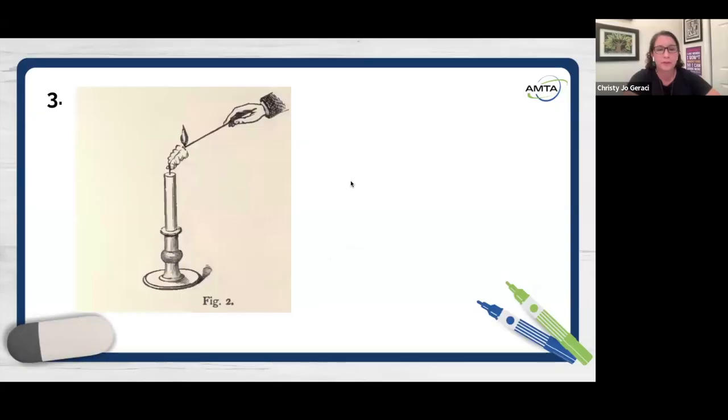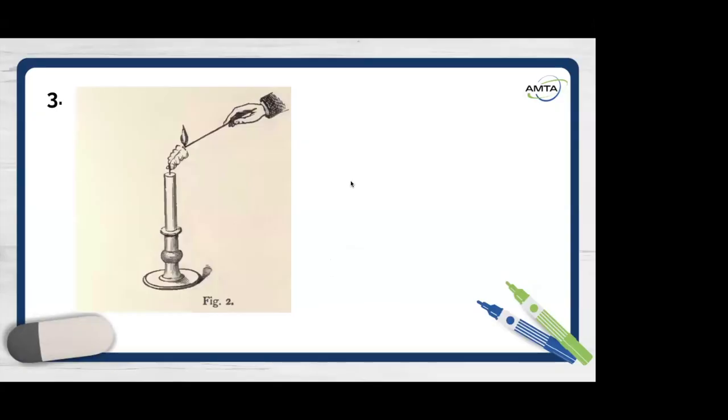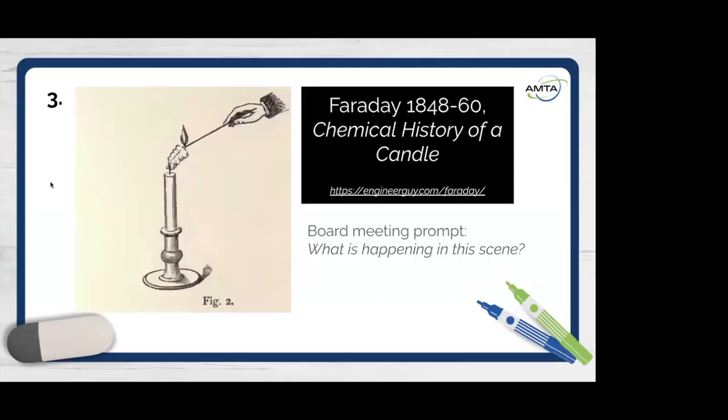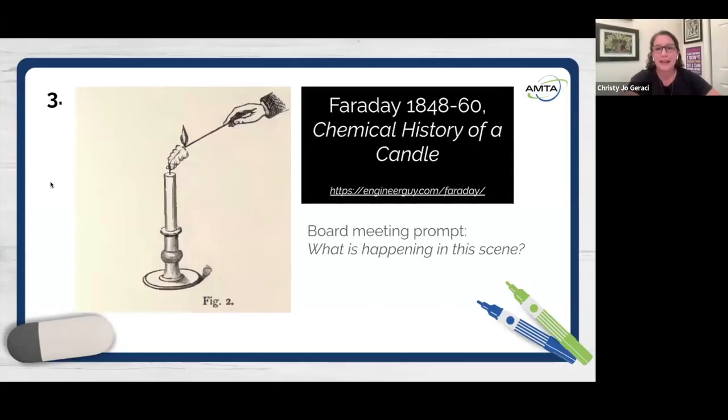Okay, here's number 3. Whose work is it, and about when was it published? All right, this is Michael Faraday, and it was published in a lecture series that spanned, I don't know exactly which year this lecture was published, but it was in between 1848 and 1860. These are the famous Faraday lectures. And it was his lecture, The Chemical History of a Candle.